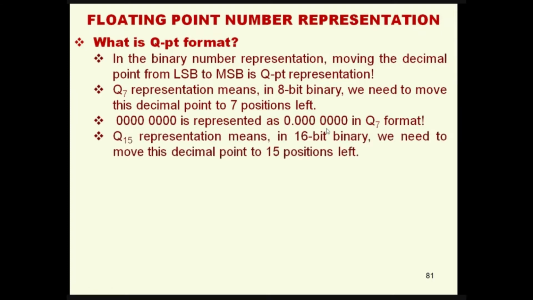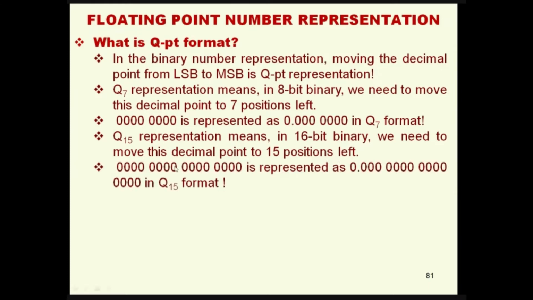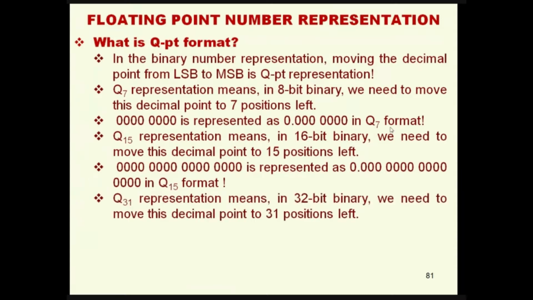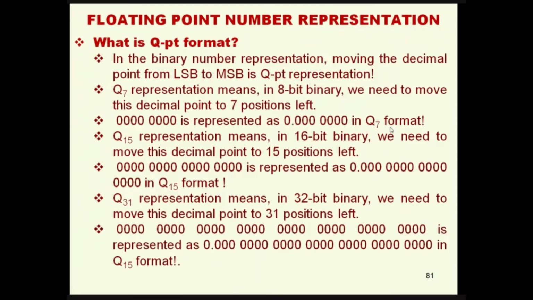Similarly, Q15 representation means in 16-bit binary, we need to move the decimal point 15 positions left. Say for example, integer values are shown like this, 0000 0000 0000 0000, which is represented as 0.000000000000000 in Q15 format. What do you mean by Q15? The decimal point is shifted 15 positions towards the left. Q31 representation means in 32-bit binary, we need to move the decimal point 31 positions left. So in 32-bit numbers, it is represented like this in Q31 format.